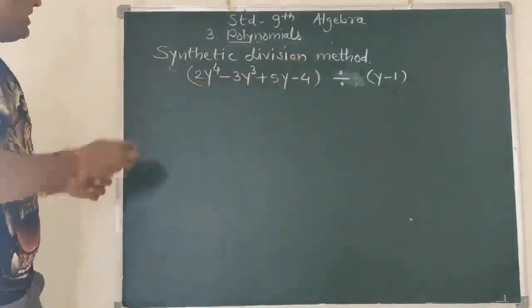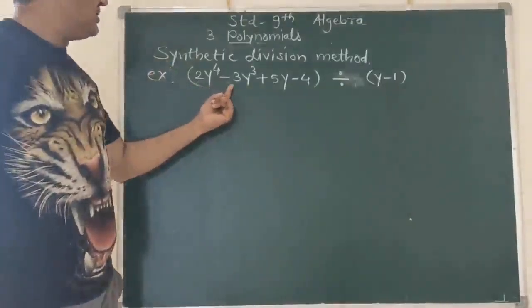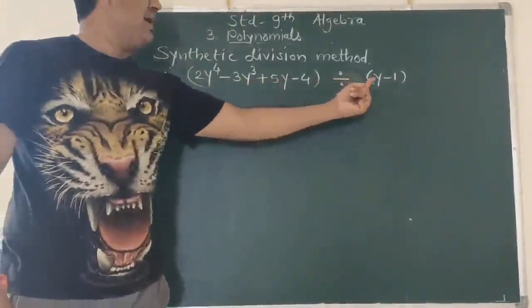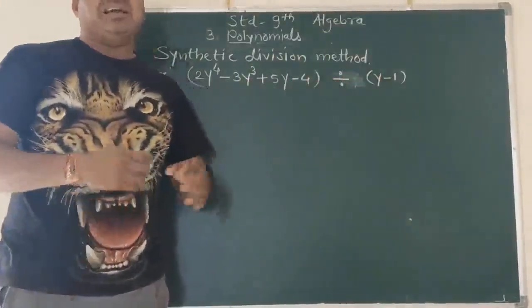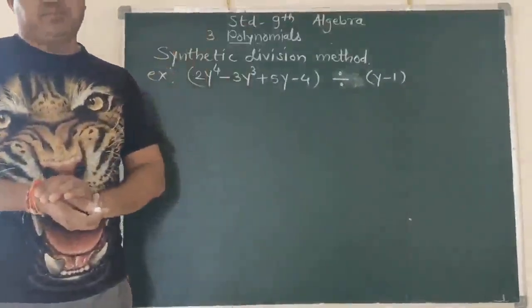And for that, I have considered an example. This one: divide 2y to the power 4 minus 3y cube plus 5y minus 4 by y minus 1. Now let's study how this method works, or how we can use this method for division.